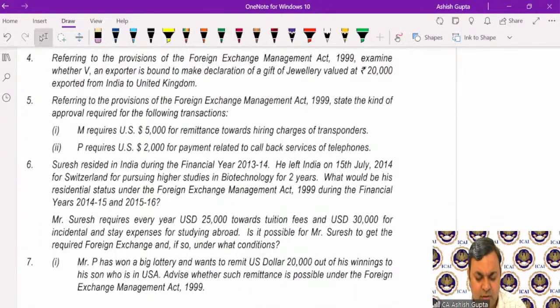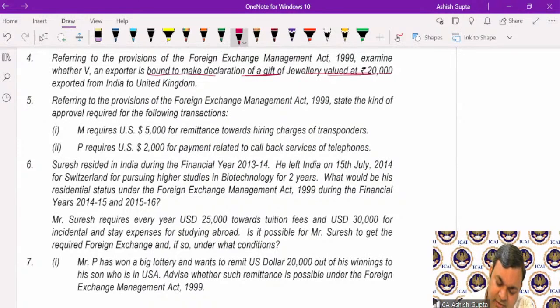Referring to the provision of the Foreign Exchange Management Act 1999, examine whether Mr. V, an exporter, is bound to make declaration of gift of jewelry value 20. No, it's up to 5 lakh, that is exempt. Rule 4, if you can remember that, right? So regulation rule 4 starts with up to 5 lakh rupees in value, right? That is, no declaration is required. You can take it with you, right? No declaration.